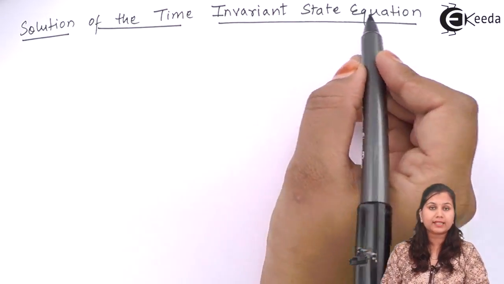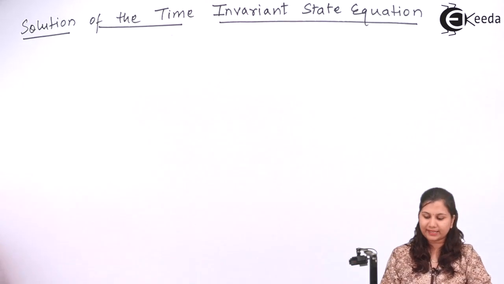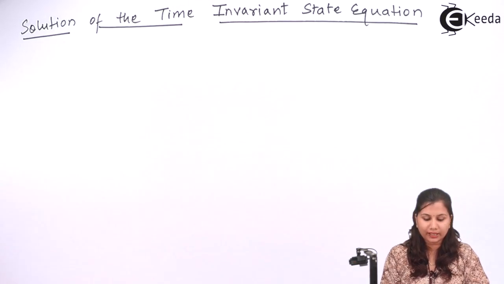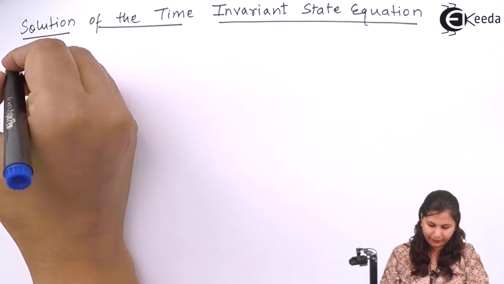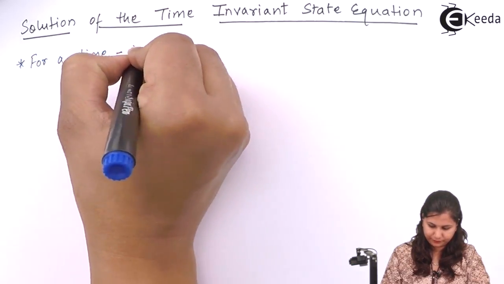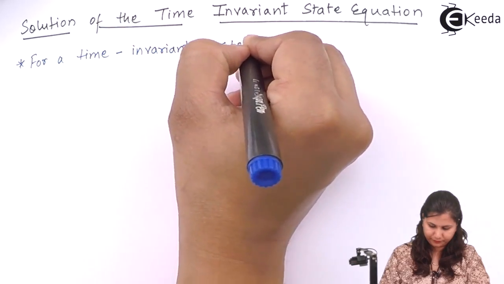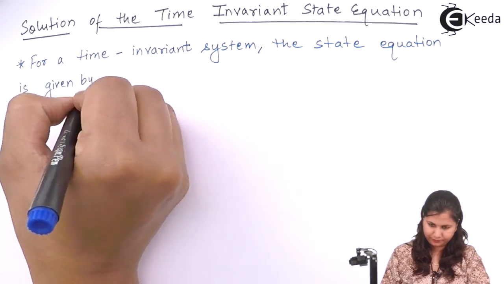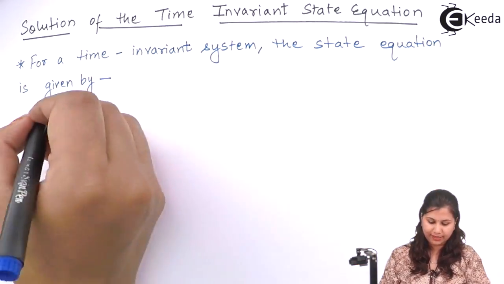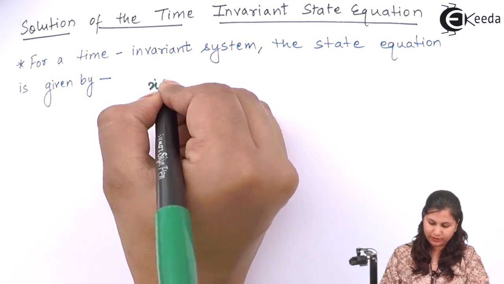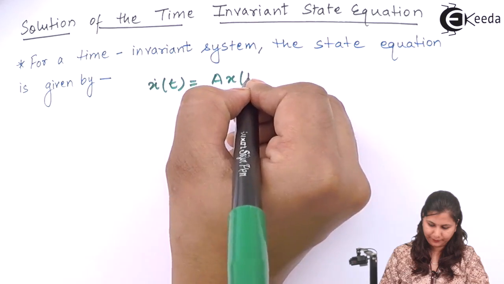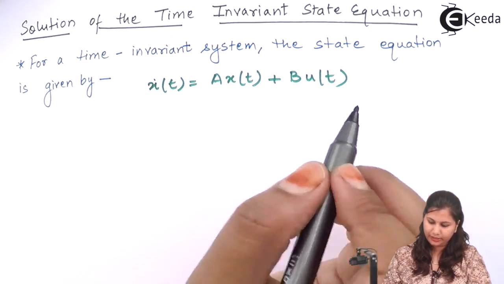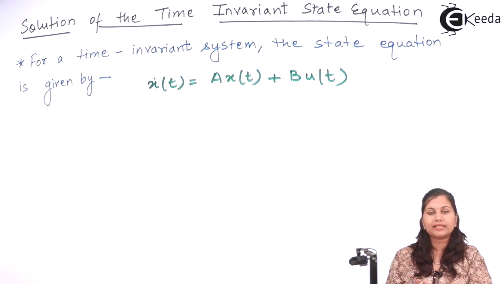Now we know that the state equation for the time invariant system is given by the formula x dot t equals A x t plus B u t. Now this state equation is classified into two groups.